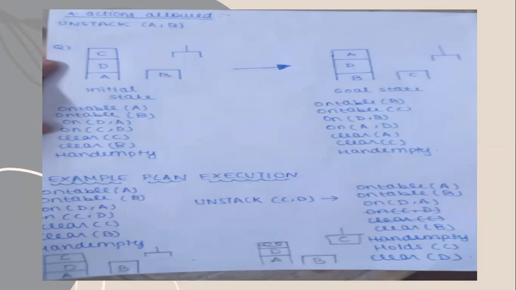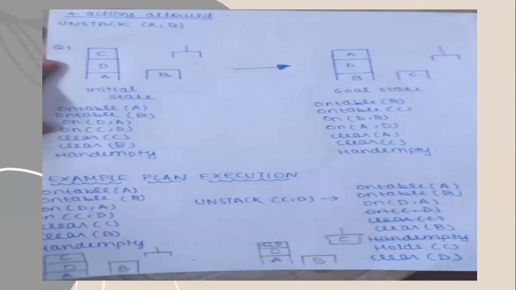I'll go ahead and show how to solve it. Step one is to write down the initial state, along with the commands and the diagram as well. Make sure you know all the four actions. The action that we are going to call is unstack C comma D.